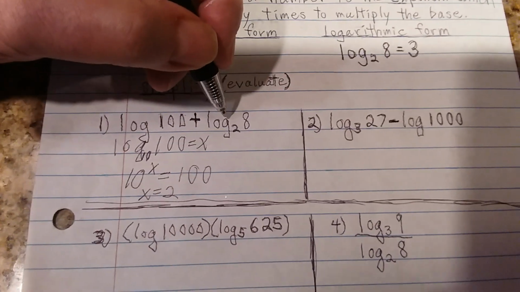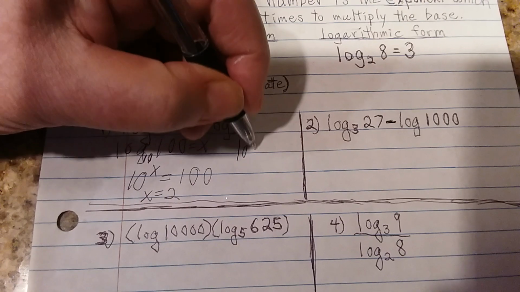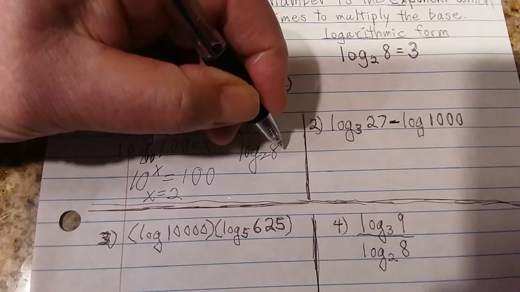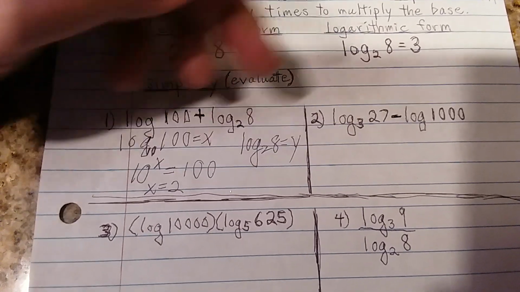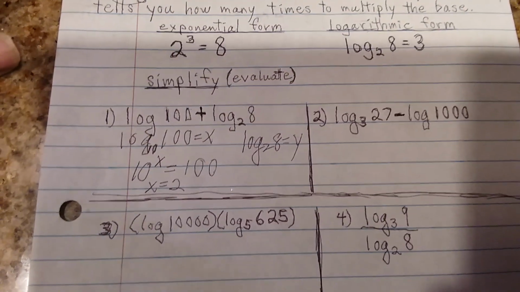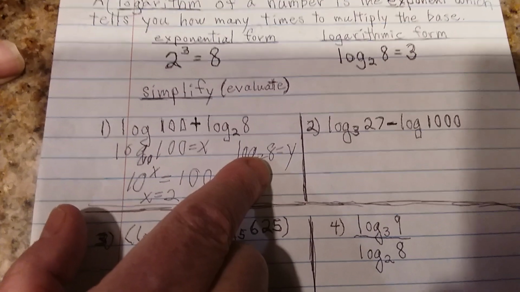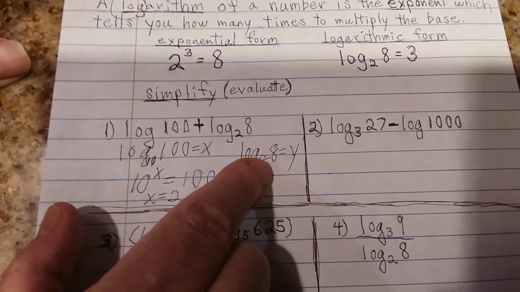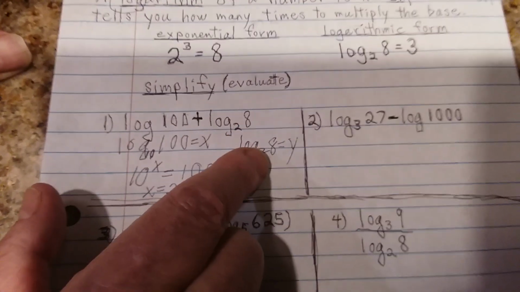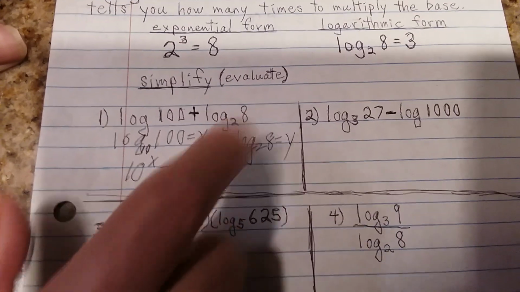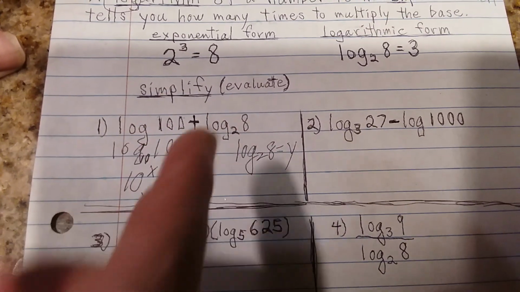We also need log base 2 of 8. Okay, now we could call this y. I'm not using x because we just used that. Now this, you could do very simply by just saying the base is 2. What exponent would I need on a 2 to get to 8? 2 to the third power is 8 because 2 times 2 times 2 is 8.